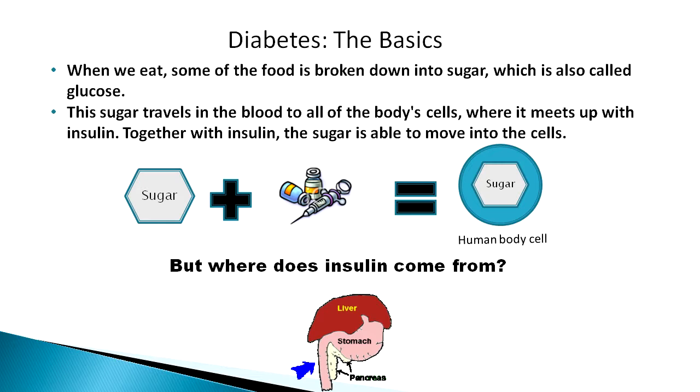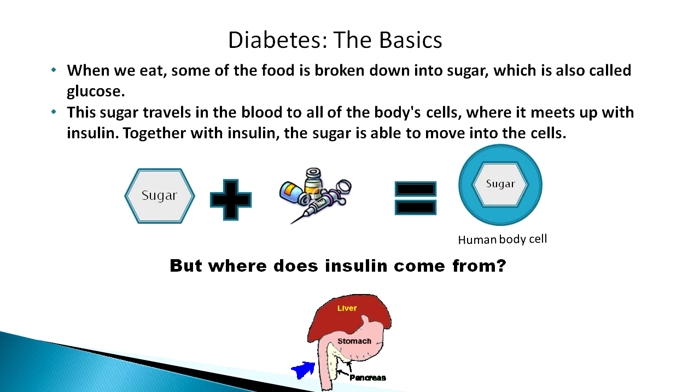So I've included here a picture of the pancreas. We have the liver, which is located on the right side of the abdomen, and then you have the stomach kind of off to the left, and the pancreas is right around that area, and that is where the insulin is made. There are cells in the pancreas called beta cells, and they actually make insulin.